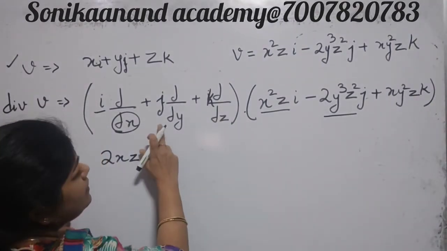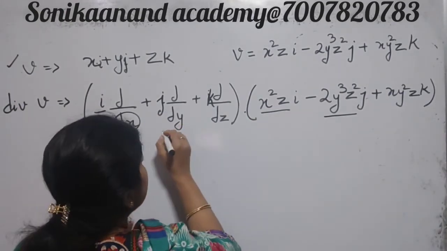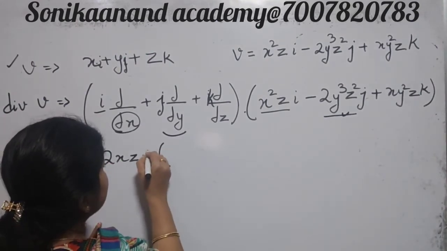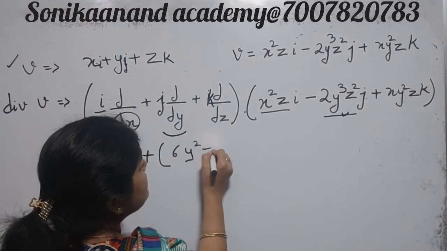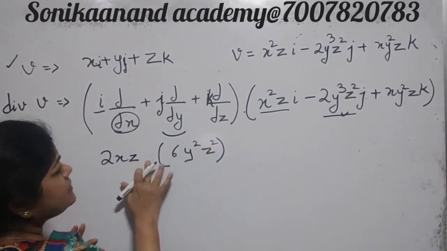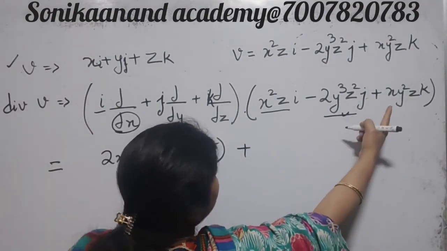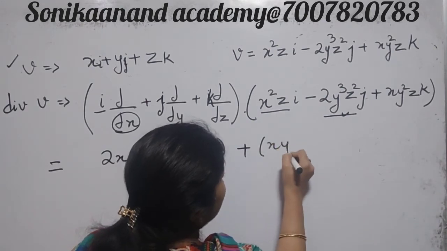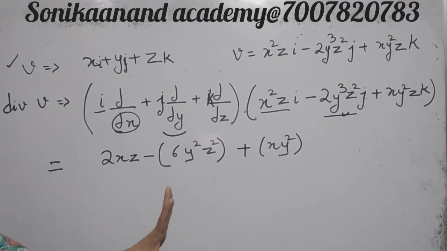Now the next one. For the j, this is j into i, that is 0. We only do this and this. So with respect to y, what we get, 3 2s are 6, y square z square. And j dot j, that is 1. It is minus. Okay. Now plus, here we have with respect to z, we get xy square only. Clear? And k dot k, that is 1.